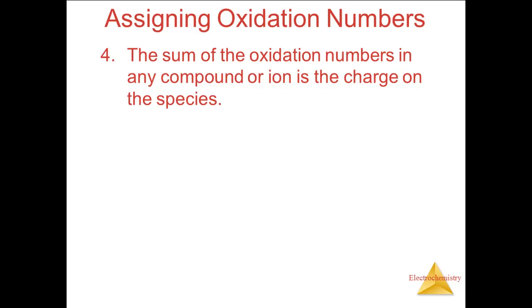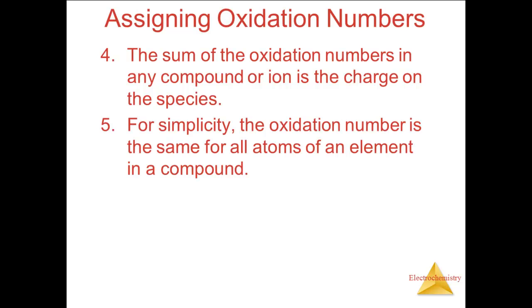Rule 4 simply states that all the electrons must be accounted for, so the sum of all the oxidation numbers must equal the charge of the species. Rule 5 says that, although there are compounds in which the atoms of a particular element have different oxidation numbers, it is easier to treat them as if all the atoms of an element have the same oxidation number.